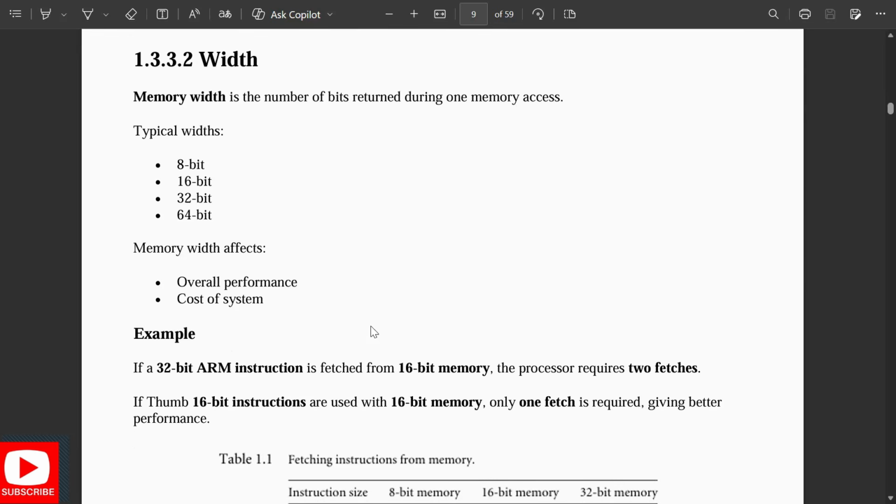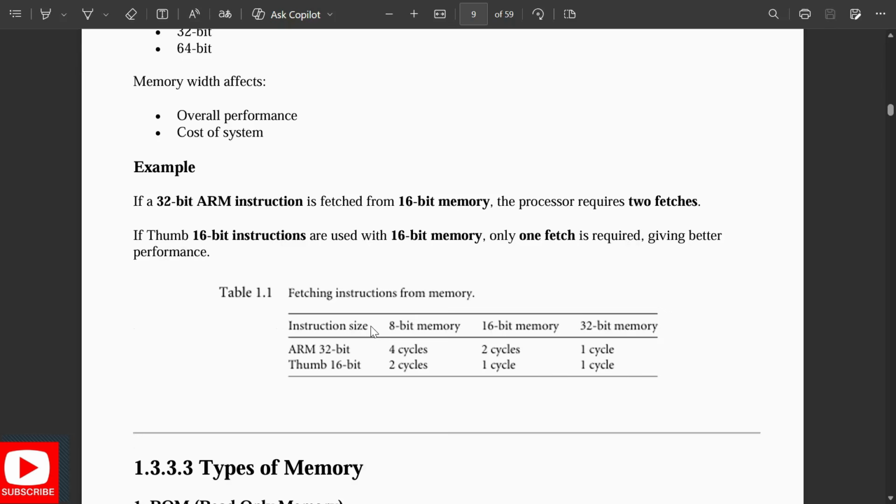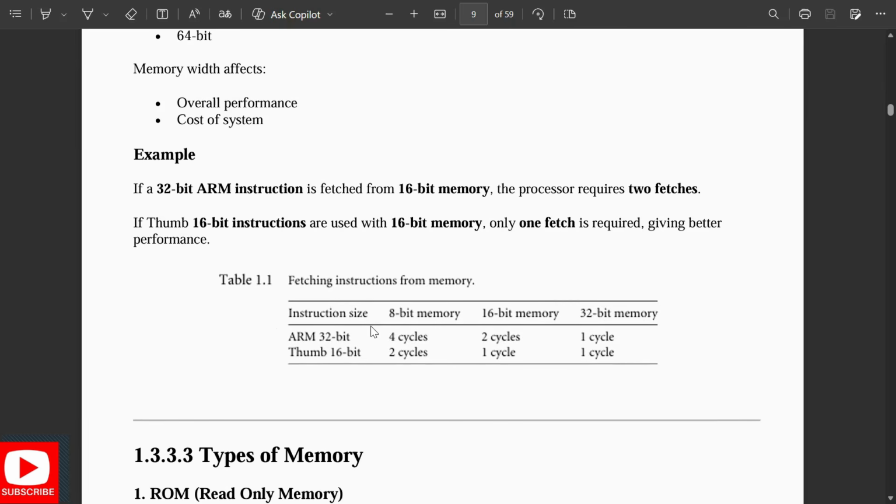Width. Memory width is the number of bits returned during one memory access. Typical widths are 8-bit, 16-bit, 32-bit or 64-bit. It affects the overall performance and cost of the system. Let us take an example: if a 32-bit ARM instruction is fetched from a 16-bit memory, the processor requires two fetches to fetch the whole instruction, right?